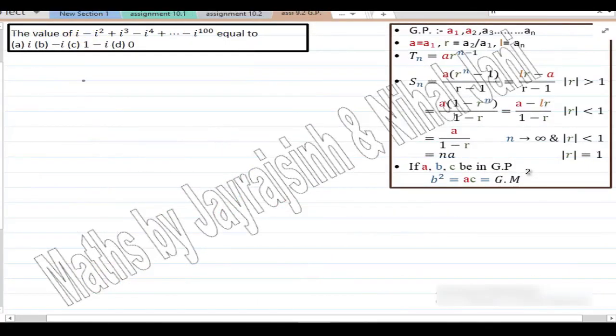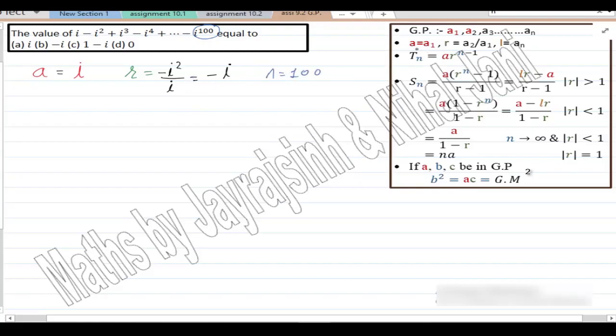Okay. In this question, we have a complex series. Actually, this series is in GP with first term equal to i and the common ratio must be the second term upon the first term, or we can say minus i. And we have to find the summation of 100 terms, because we have i power 1, 2, 3, 4 up to 100, right? Which suggests that we have 100 terms.